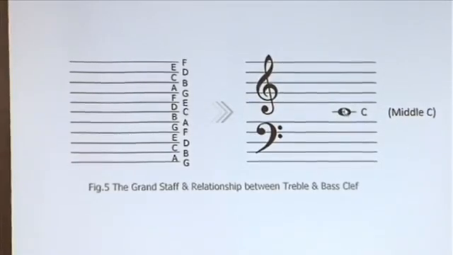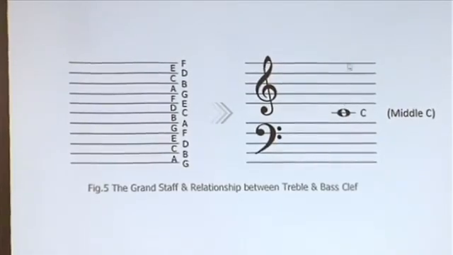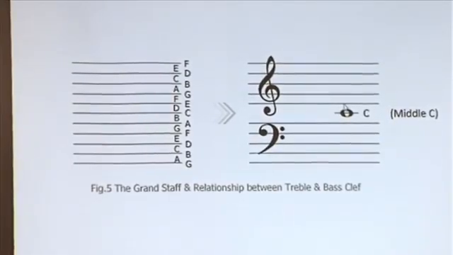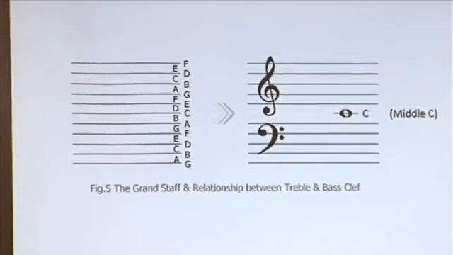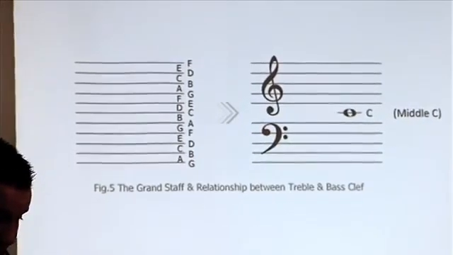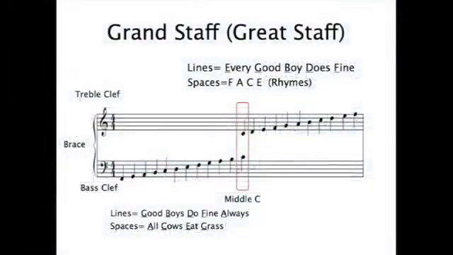It matches up. If we looked at the treble clef, every good boy does fine, right? So the bottom line is E. Go backwards in the alphabet is D, and then the note below that would be C. So you can see where it matches up, how it's relating. And here they all are lined up again for you. And this is how you would note the notes on each staff.